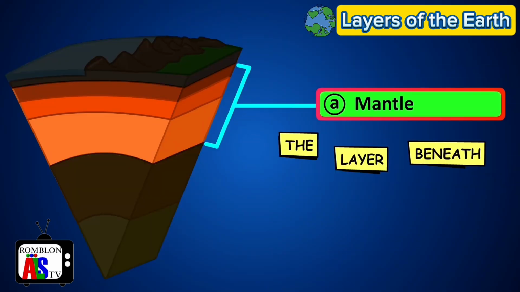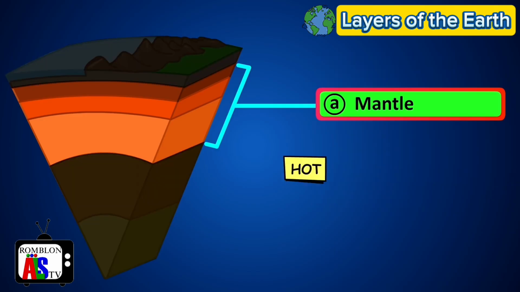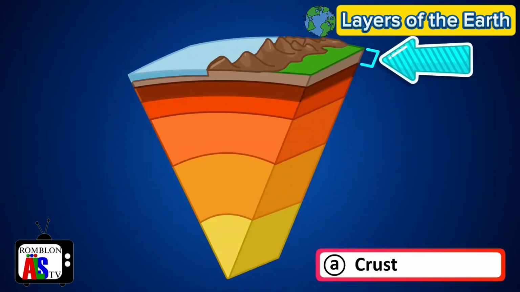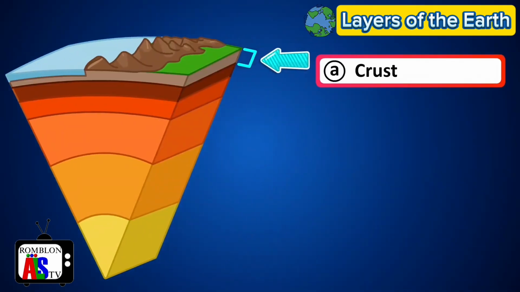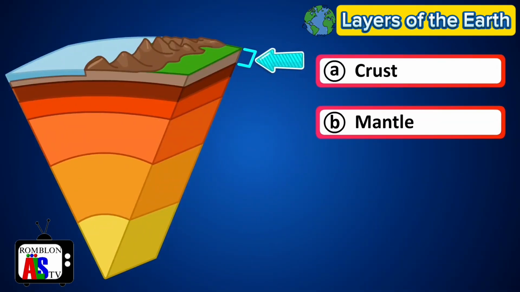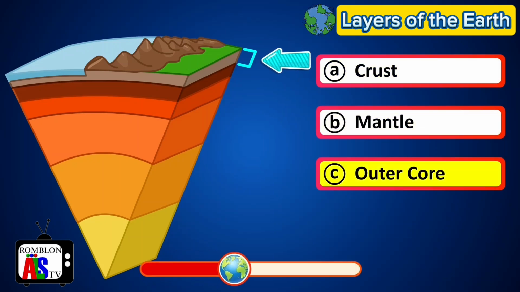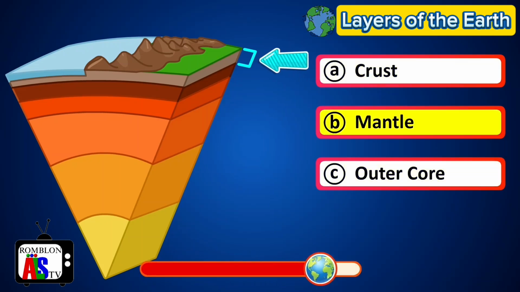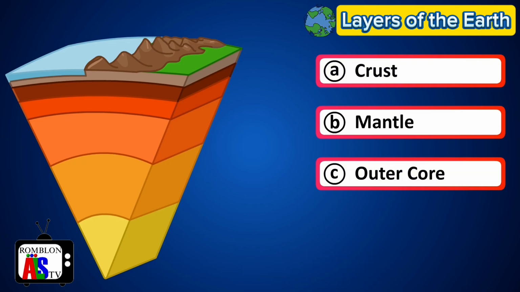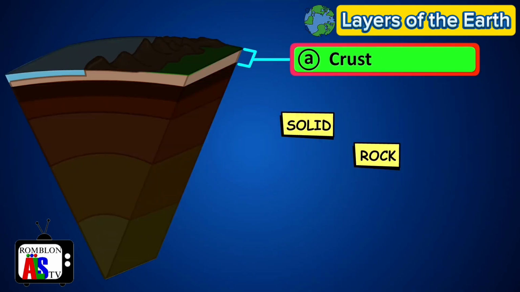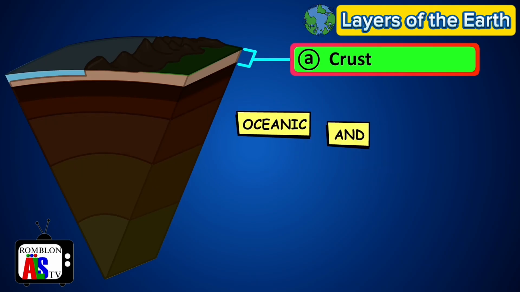The layer beneath the crust consisting of hot solid rock that flows slowly over time. Which layer of the Earth is this? Is it A. Crust, B. Mantle, or C. Outer core? The correct answer is crust, the outermost layer of the Earth composed of solid rock divided into oceanic and continental crust.